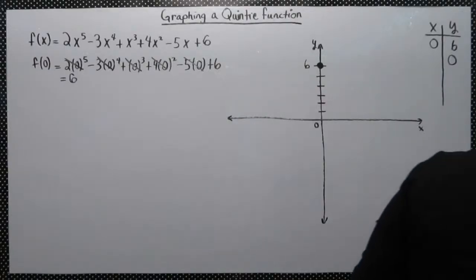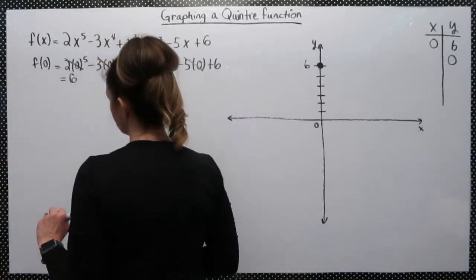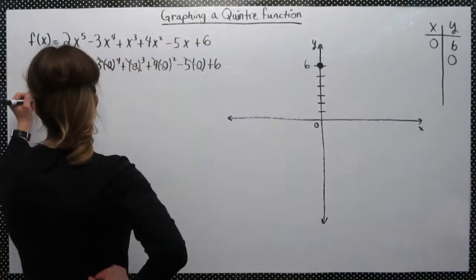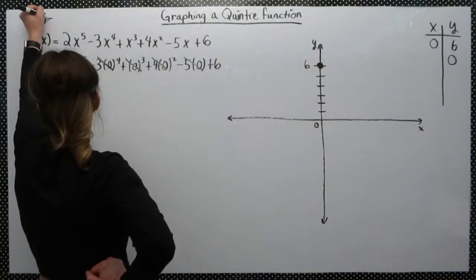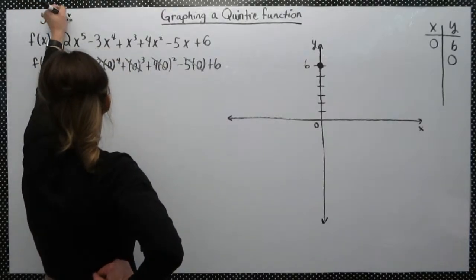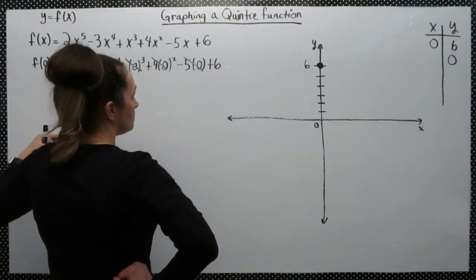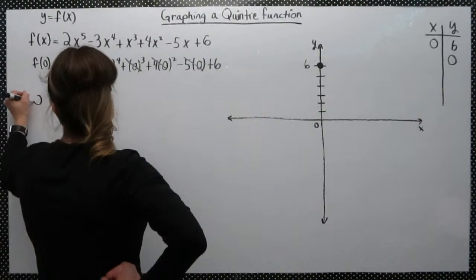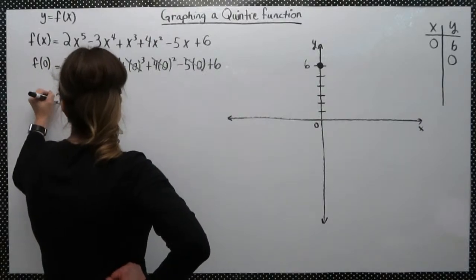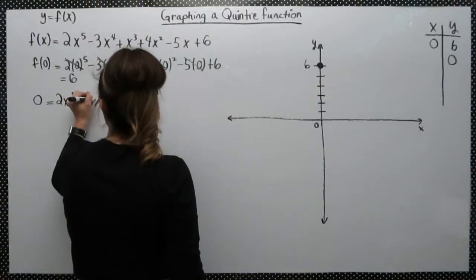Now the harder thing to do is to allow the function to be 0. Because if I replace f of x with 0 now, remember y equals f of x. And when y is 0, what is x doing? So we'll have 0 equals 2x to the 5th minus 3x to the 4th.